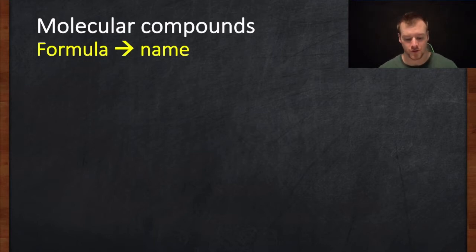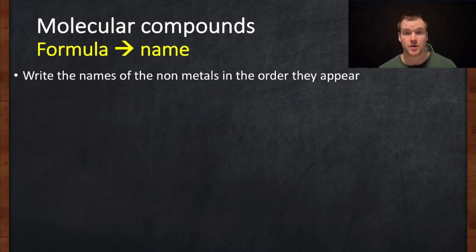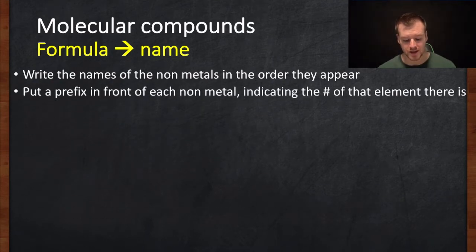We're going to start with going from the formula to the name. So the first step, really similar, is you write the names of the nonmetals in the order that they appear, but now it's just nonmetals. Remember, that's a molecular compound. Nonmetals sharing electrons. Put a prefix in front of each nonmetal. This is the new part. We're going to talk a lot about prefixes. That's kind of how you know that it's a molecular compound right away once you look at a name.